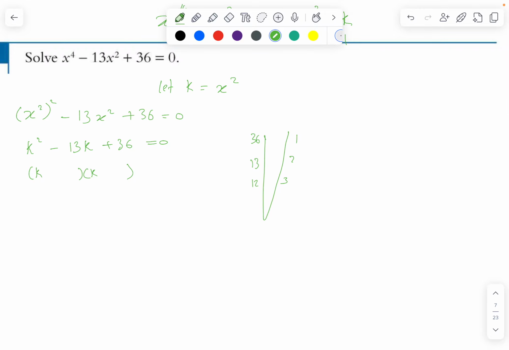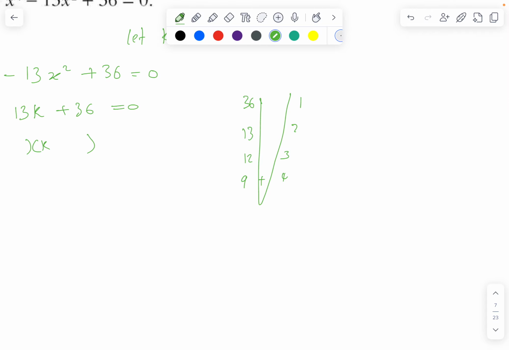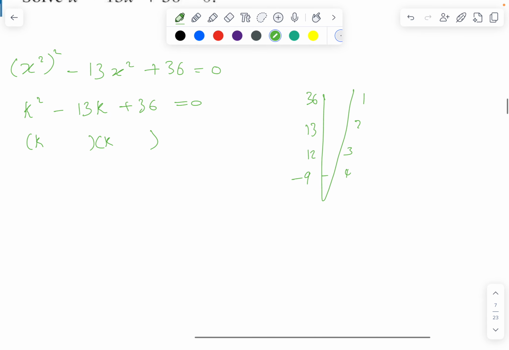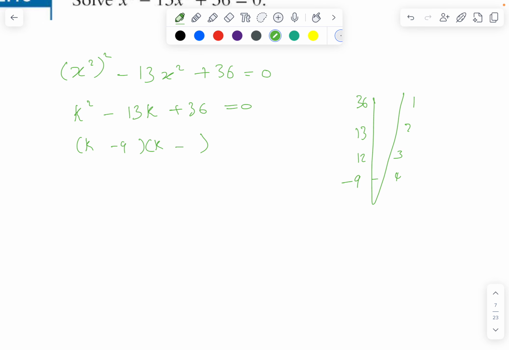Let me just get my calculator out so that I can just do this thing. So 36 divided by 4, that's 9. Okay, that's what we're looking for. So if we add these two, they give us 13, but they're not giving us negative 13. So we must remember another way. There's another way of adding, which is negative, negative. So we can say it's k minus 9, k minus 4 equates to 0.